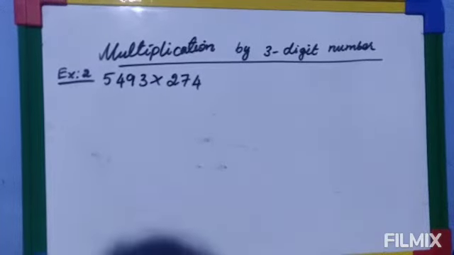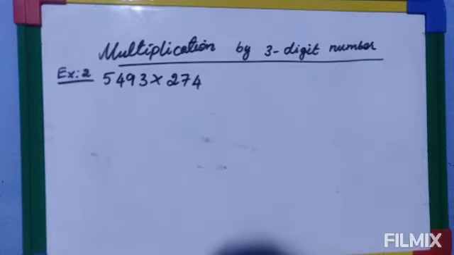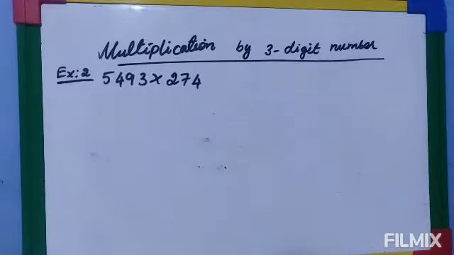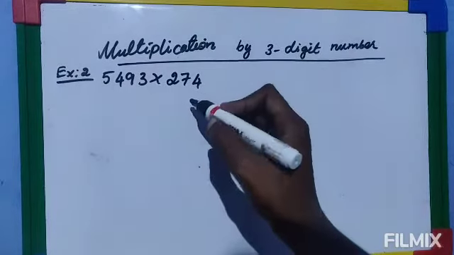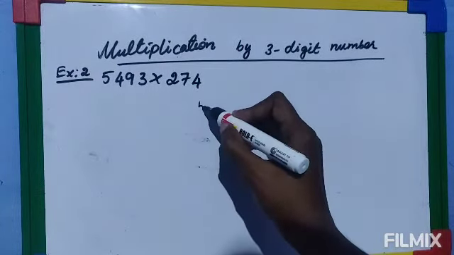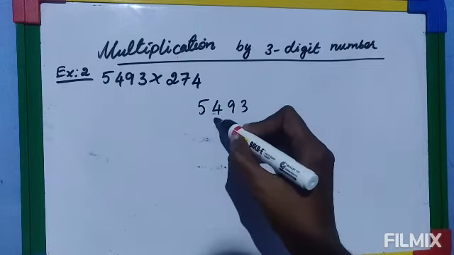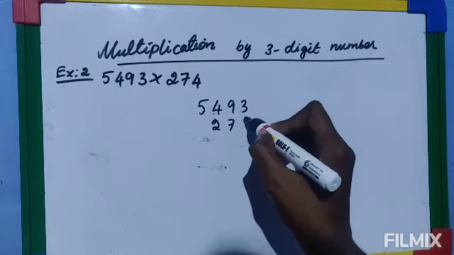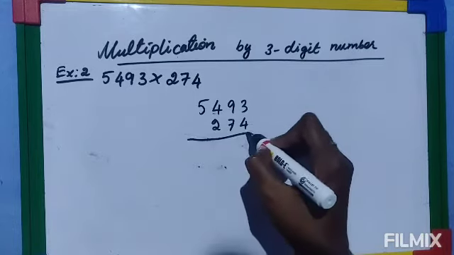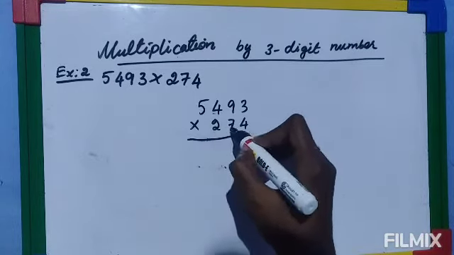Okay, now multiplying by 3 digits. Already last I taught you multiplying by 2 digits, now multiplying by 3 digits. Let's learn. So first arrange the digits in order, don't make a mistake. So 5493 you have to multiply by 274. So you are going to multiply by 274.